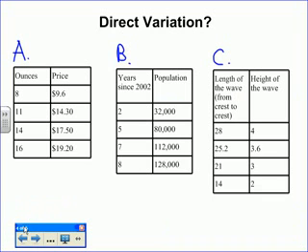Brad? Take the price divided by how many ounces to get it to 1 ounce. Sure. Yes. Very good. Get the price per ounce. If they all have the same price for 1 ounce, then it would be direct variation. It's consistent. So take your calculator.